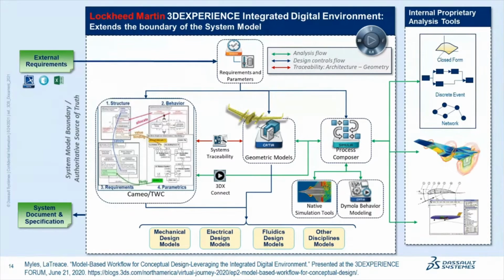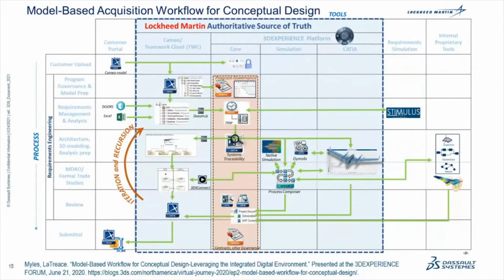This was an important step forward in the ability to perform high-fidelity modeling and simulation in multiple domains in an integrated digital environment. And you can see a more detailed view of the resulting workflow from this project. You see the authoritative source of truth defined as the blue box. It contains Cameo and Teamwork Cloud on the left, and 3D Experience on the right, connected through requirements and Process Composer. And if you want to learn more about this project, you see the link at the bottom of the screen. You can see a presentation on that work from last year.